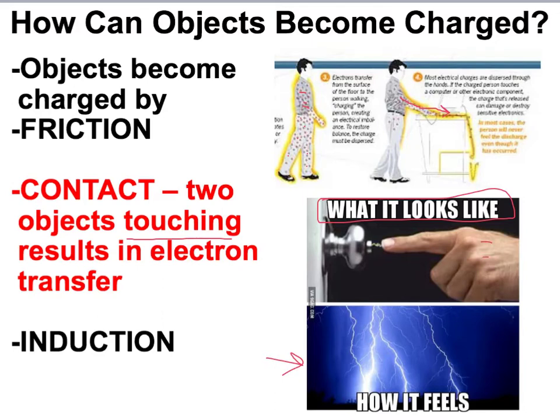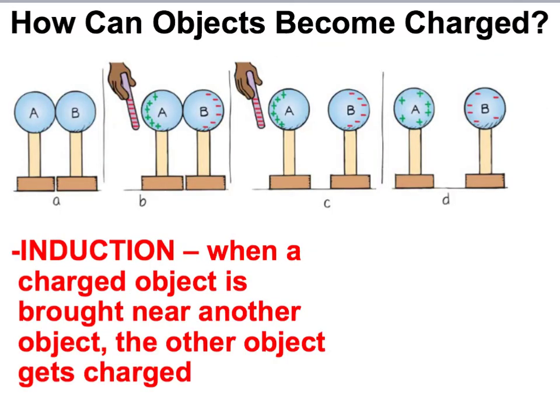So here, you're all negatively charged from the carpet, and when you touch that doorknob, you discharge. All of those electrons transfer from you to the doorknob. Now the doorknob will become negatively charged, and you'd lose that negative charge.